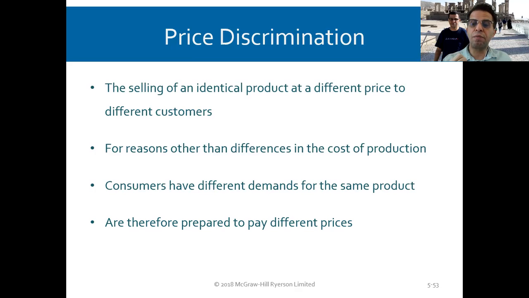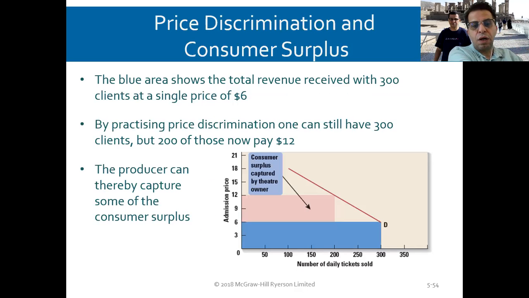And the bottom line for the firm is that it wants to maximize its total revenue. So if he gives a 10% discount for older people, then he will get higher revenue from that segment, and he keeps the same total revenue from younger ones. The blue shaded area shows the total revenue received with 300 clients at a single price of $6.